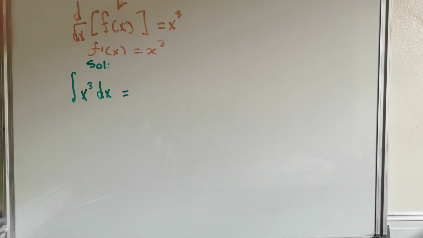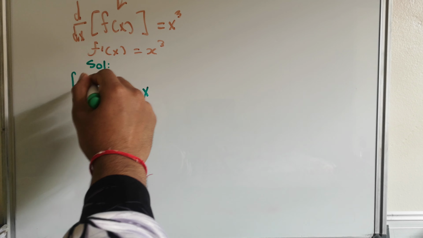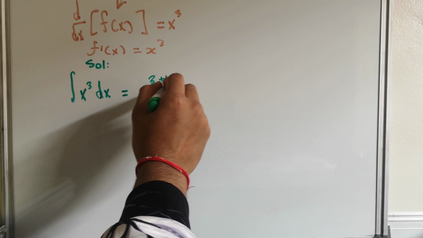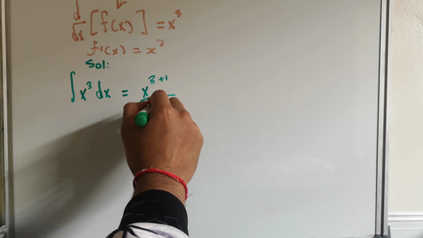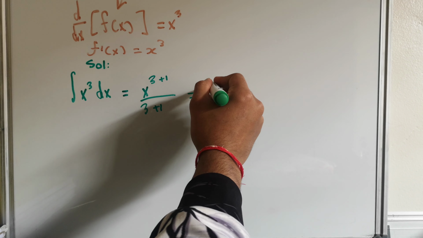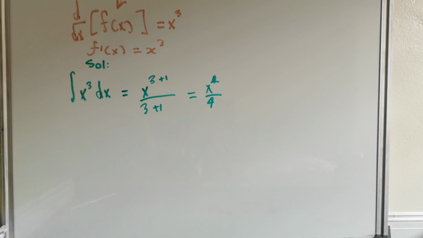And this one is quite simple. If given a variable raised to a power, all you have to do is take the variable, add 1 to the power, so 3 plus 1, and then divide by that entire statement, so 3 plus 1, which will give you x raised to the 4th power divided by 4 plus c.